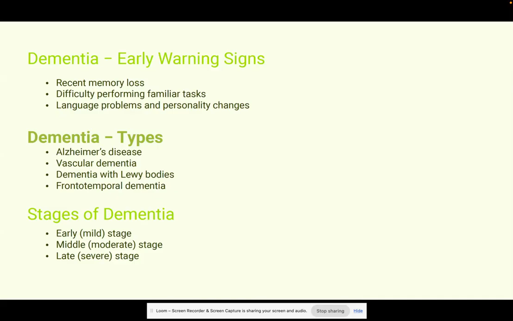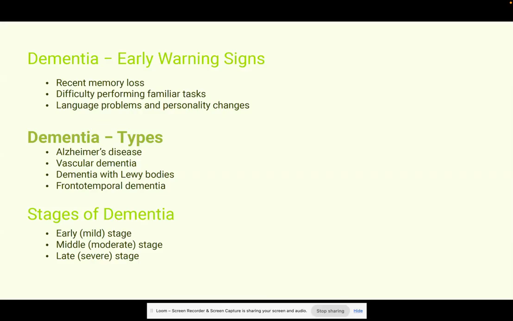We have different types of dementia or illnesses that have dementia symptoms: Alzheimer's disease, vascular dementia, dementia with Lewy bodies, or frontotemporal dementia. So those are some of the types of dementia. Again, you can read about those and search for those types of dementia. I'm not going to go through them one by one. That's your part to do, to read about them.